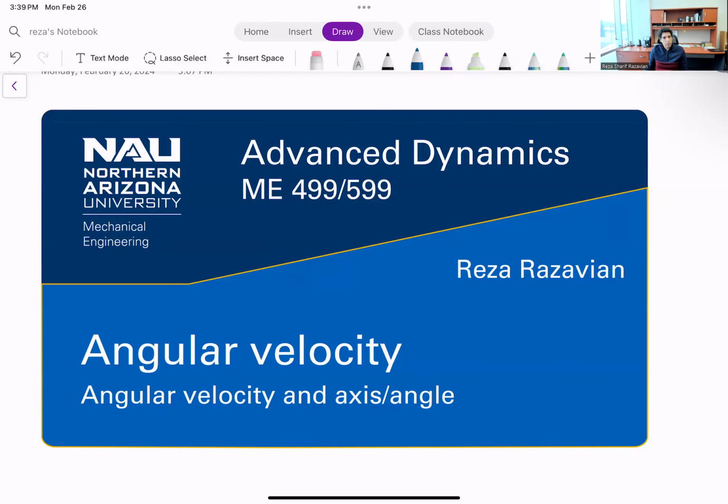Okay, hello, welcome back. So now we are still in the topic of angular velocity. We have so far seen how we can relate angular velocity to the rate of change of Euler angles a couple of videos ago, and how we can relate angular velocities to the rate of change of rotation matrix. Now is the time to see how we can relate angular velocity to the rate of change of variables that define this axis angle representation.